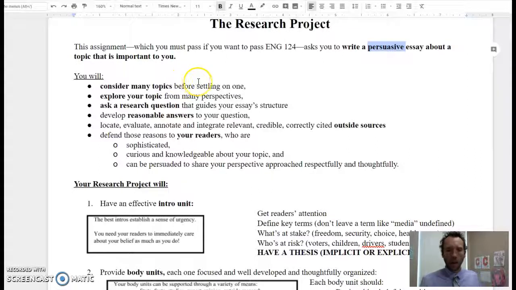Okay, let's get a bit more granular, a bit more nitty-gritty about the parameters of the research project. Quick reminder, you have to pass this assignment in order to pass this class. The stakes don't get any bigger than they do for the research project. And that's why I do it towards the middle of the semester, so there aren't end of semester freakouts, many of which can occur if this is the last project.